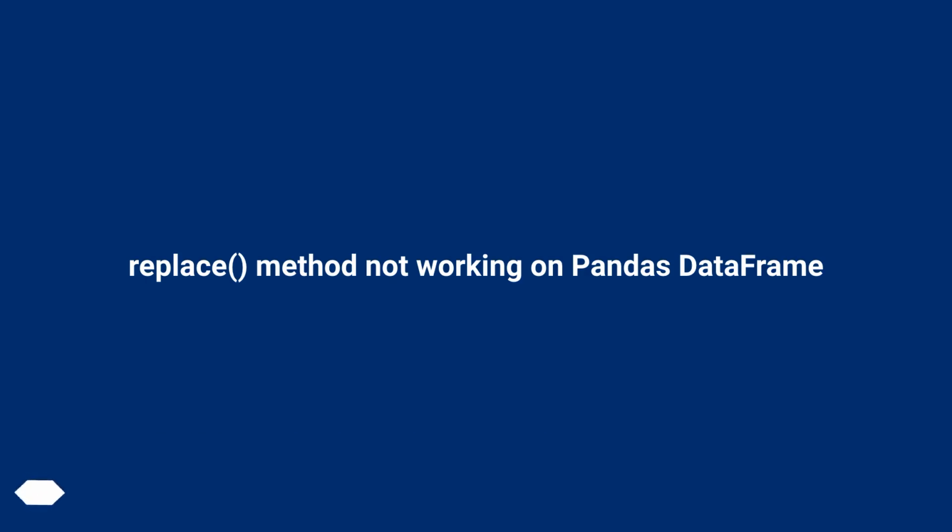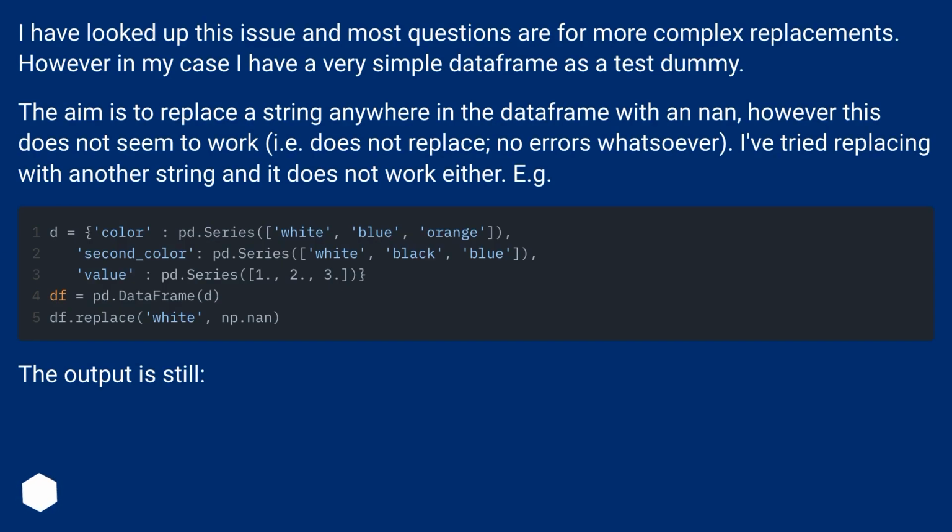Replace method not working on Pandas DataFrame. I have looked up this issue and most questions are for more complex replacements. However, in my case I have a very simple data frame as a test dummy. The aim is to replace a string anywhere in the data frame with a NaN.